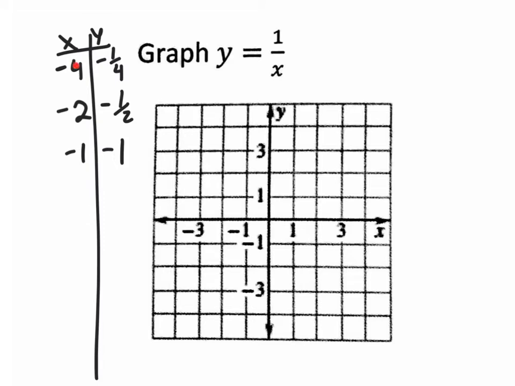Now, look at the inputs. I went from -4, -2, -1. Let's plug in a 0. But if we plug in a 0, that will mess this up because 1 divided by 0 is undefined. If you did that on a calculator, it would say error. So 0 doesn't work.